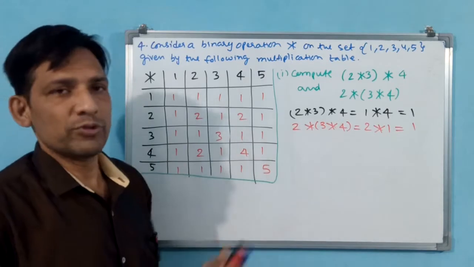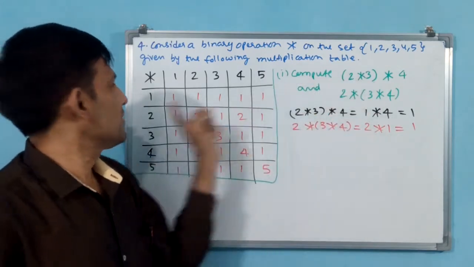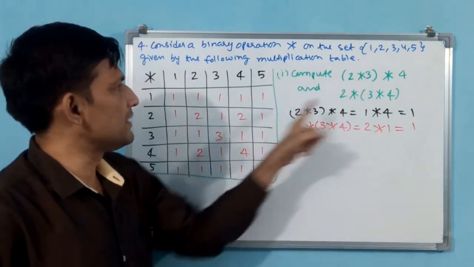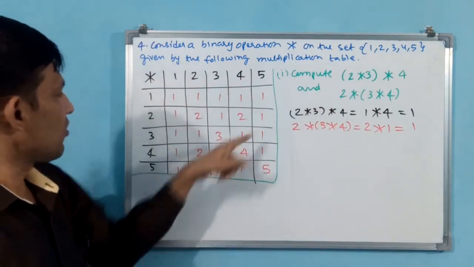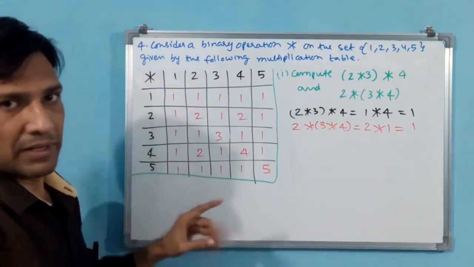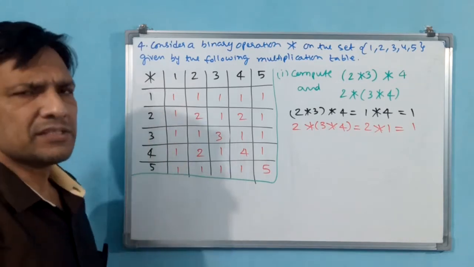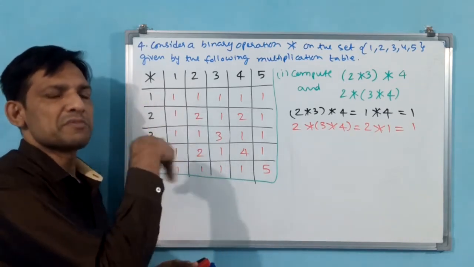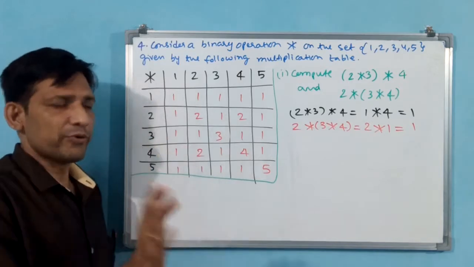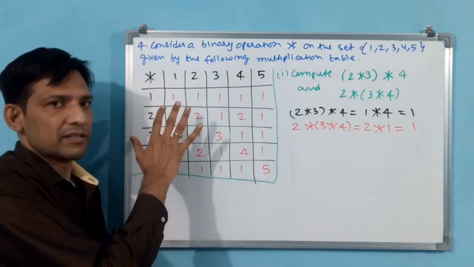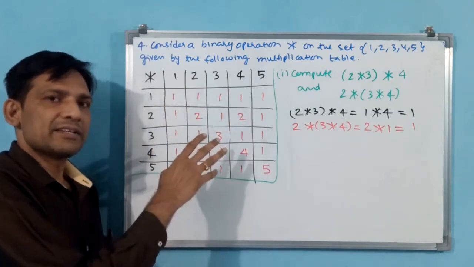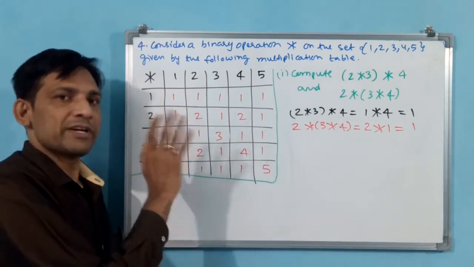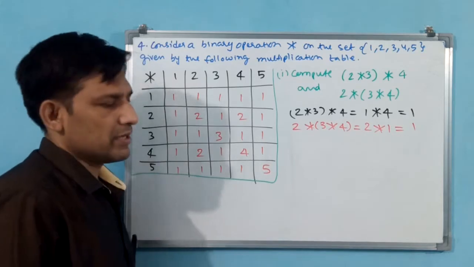So how it has come, you know? 2 star 3 means 2, 3, you have to take this value. Why? Because here star means the operation they have given; this operation is controlled by this symbol. It may be LCM, it may be HCF, it may be min, it may be max, whatever it may be, we don't know this operation. If they give the operation and ask us to write the table, then we know. Now they have given the table, that is why we don't know the operation.